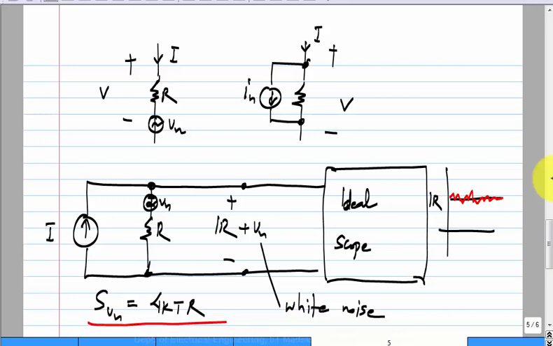No. What is 4KTR? Everybody is throwing out 4KTR. What is that quantity? Spectral density. Okay, what is the meaning of spectral density?